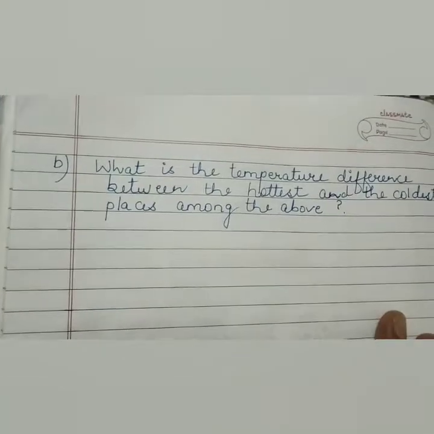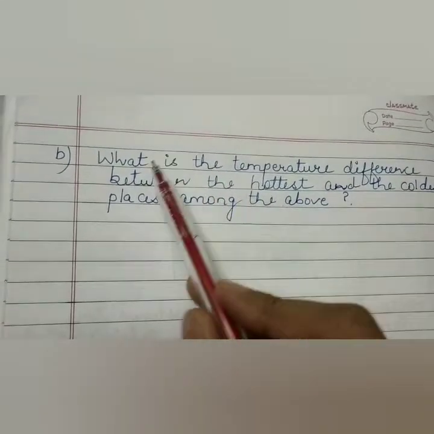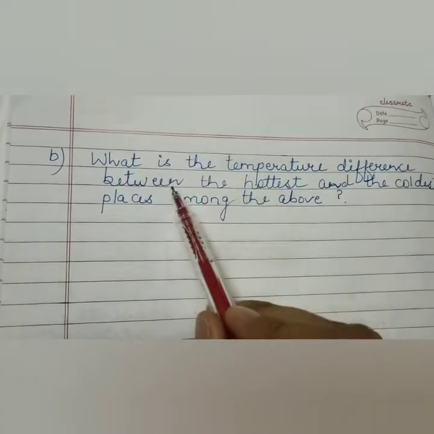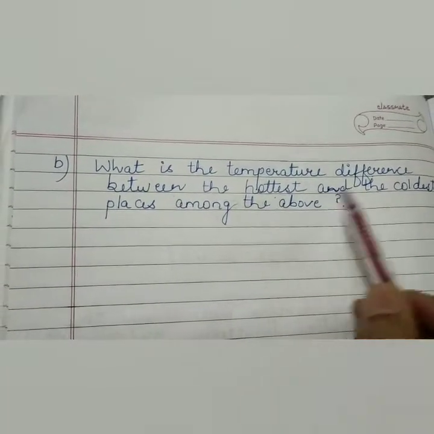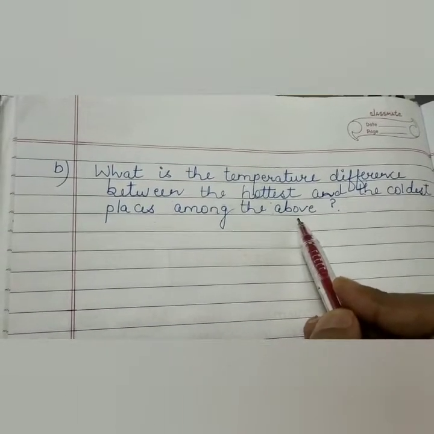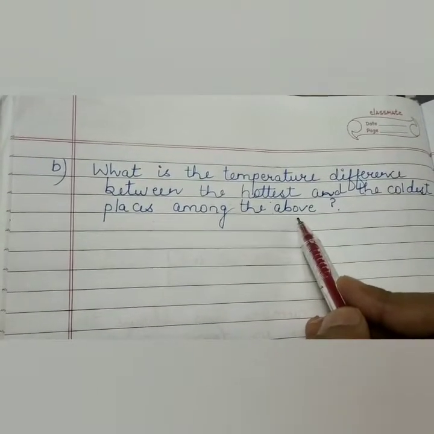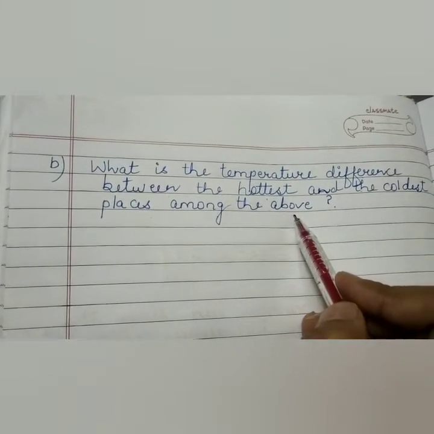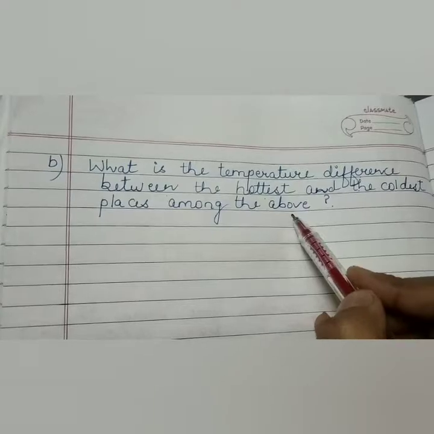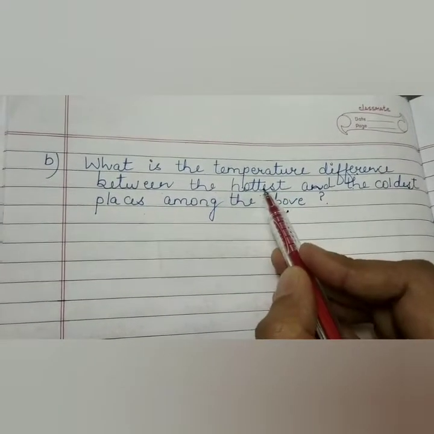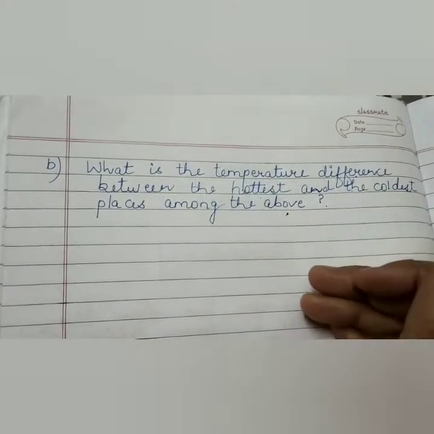Now the B part of question number 1 is: what is the temperature difference between the hottest and the coldest place among the above? So from the given number line, we have to find the temperature of the hottest place as well as the coldest place. And then we have to find the difference. It means we have to subtract the temperature of the coldest place from the hottest place.